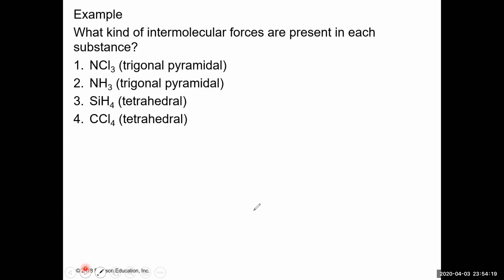All right, let's do this problem together. For NH3, or NCl3, it's already told that the molecular geometry is trigonal pyramidal. So drawing that out, we have nitrogen as our center atom, and then we have a three-sided pyramid structure between our central atom and each of our terminal atoms.